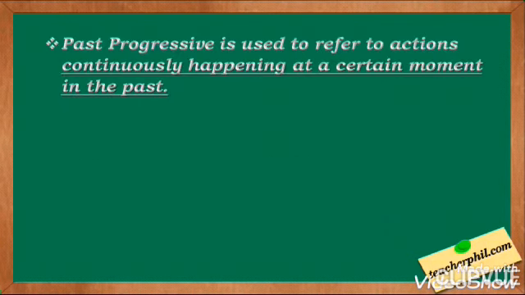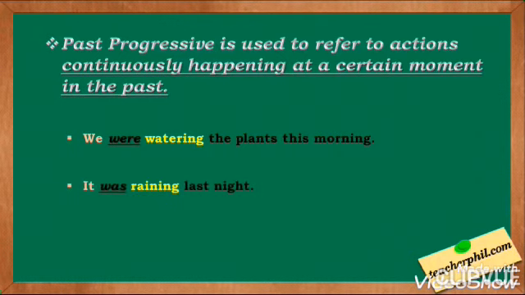The past progressive tense is used to refer to actions continuously happening at a certain moment or a certain time in the past. This is the first use for the past progressive: an action that was happening at a certain time in the past. For example, we were watering the plants this morning. It was raining last night. They were arguing about something.